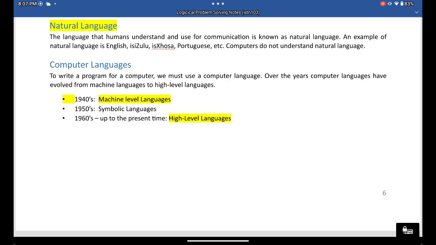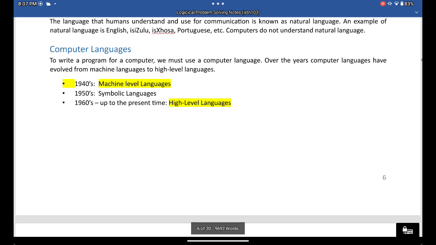That's machine level language. I'm joking. Machine level language is basically numbers. So 101010. Literally, its language is that 101010. The way the ones and zeros are connected, it makes a language, right? Now, 1940s, right? They had machine level language.